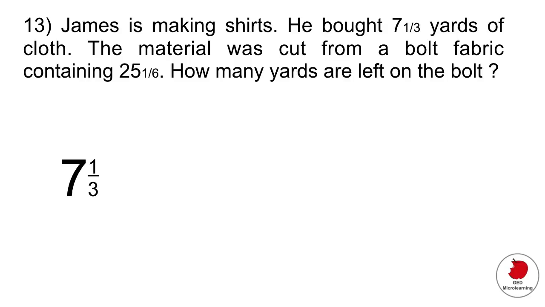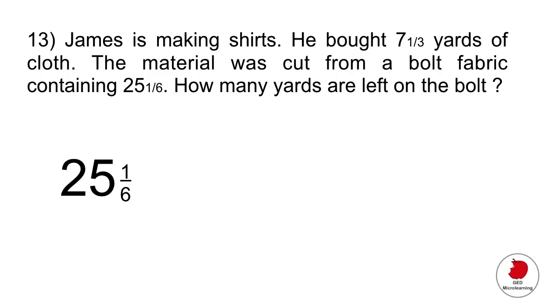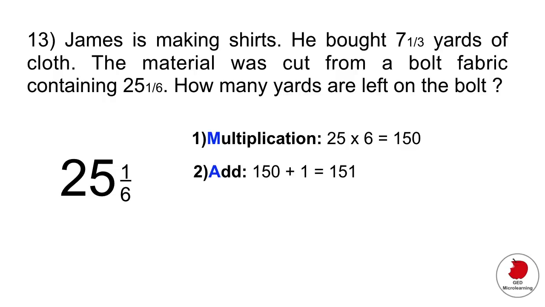So we start with the first one, 7 1/3. Multiply 7 times 3, that gives us 21. The A for adding, 21 plus 1 is 22, and the denominator stays the same. So 7 1/3 is actually 22 over 3. We're going to do the same thing for the second number. If you multiply 25 times 6, that gives you 150. Add the numerator, which is 1, that gives you 151. Denominator stays the same, so this is 151 over 6. So that was step 1.